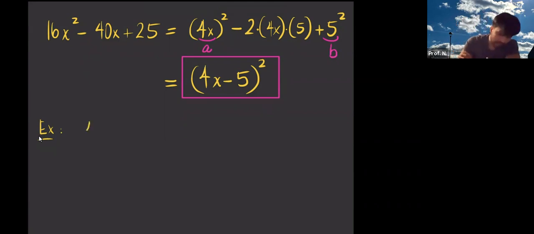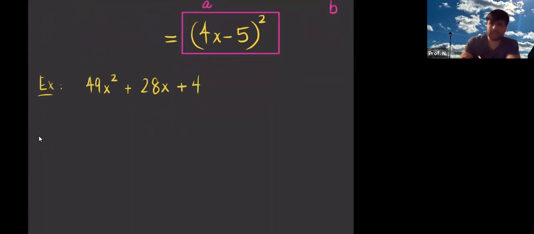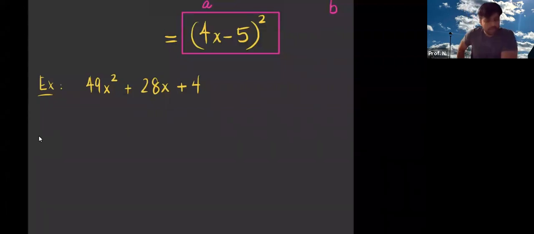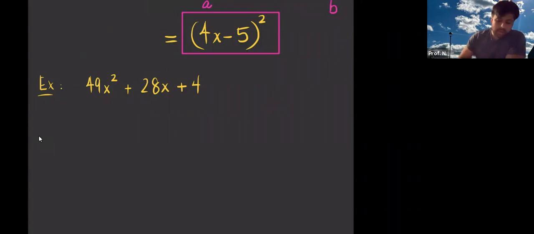So for example, I got 49x squared plus 28x plus 4. Now the problem with showing this is that a lot of students start to think that every trinomial is a perfect square. Not every trinomial is a perfect square, only some. But let's just make sure that it is. So check. You always want to check first.